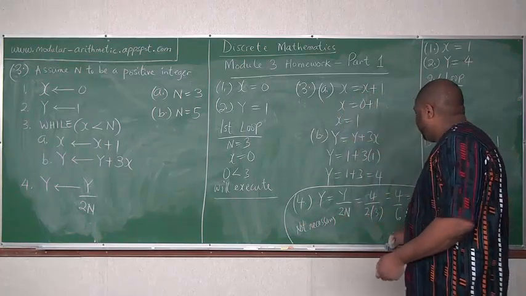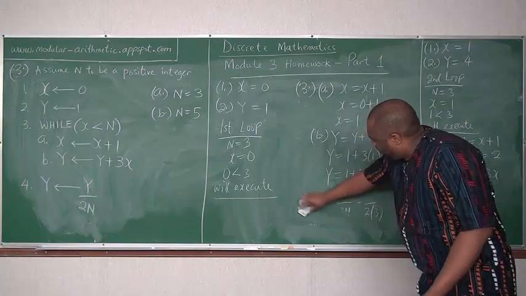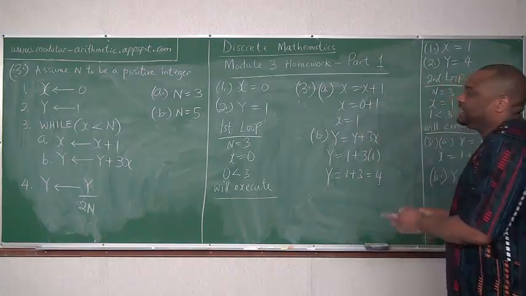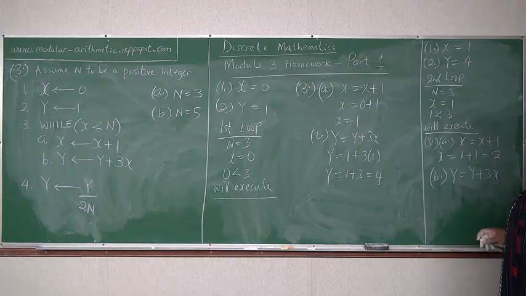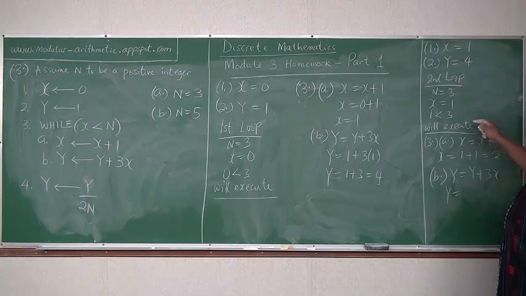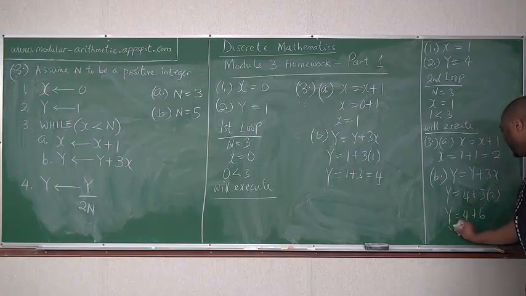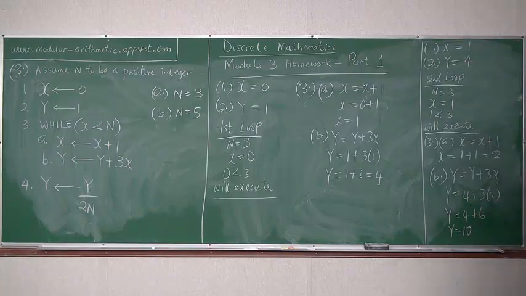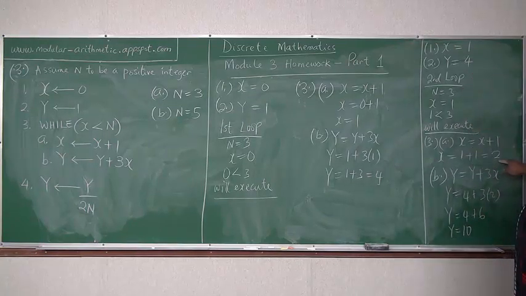So let me go ahead and erase it so you don't get confused, because this is still looping. So y will be y plus 3x. Our y is 4 plus 3 times 2. So y will be 4 plus 6. Okay, y will be 10. That is the second loop.